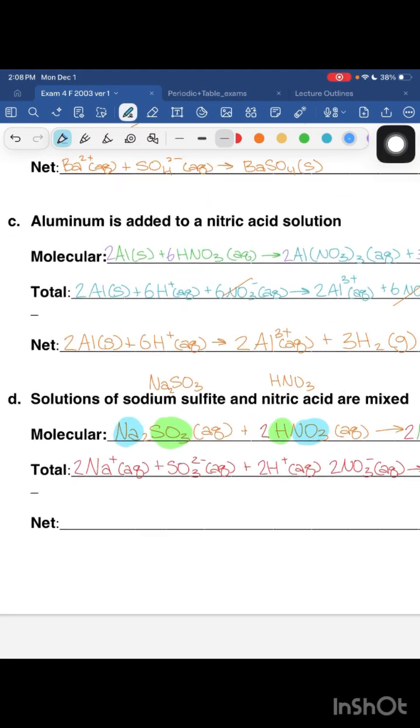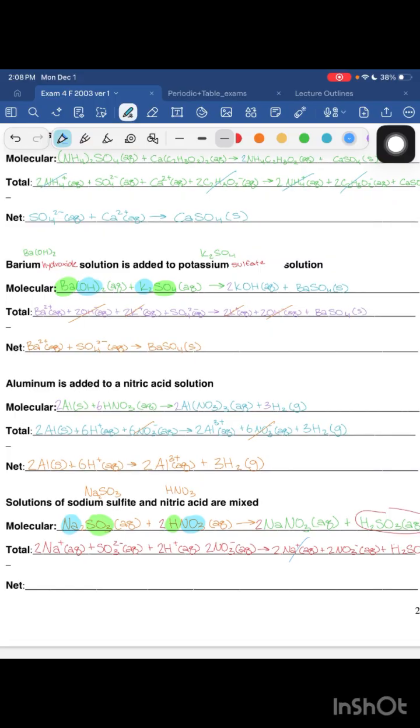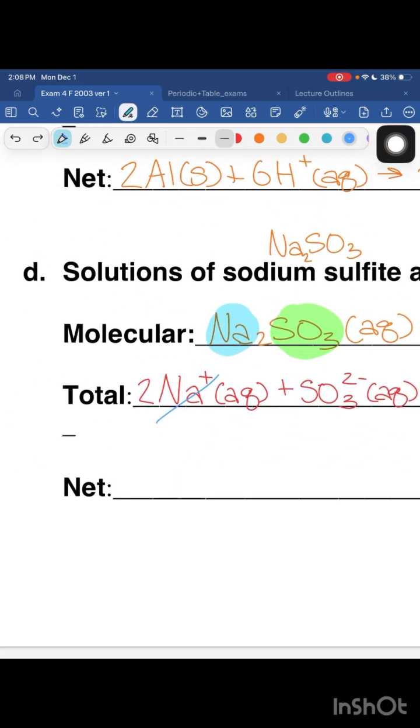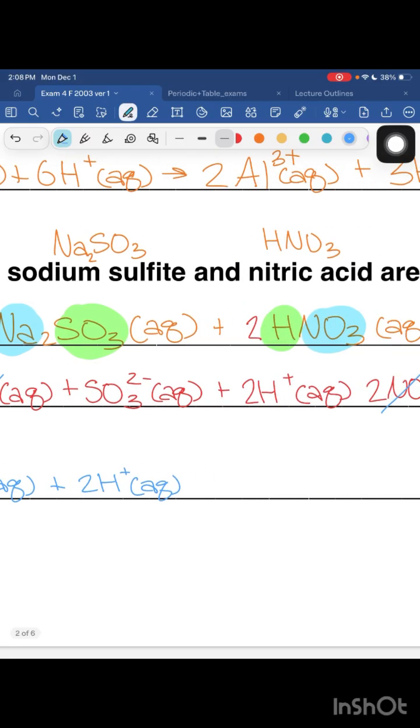Now we're going to do our crossouts. Sodium, same on both sides. NO3, same on both sides. Only thing that stays, you got the two things that make sulfurous acid. So we have SO3 2 minus, aqueous plus 2H plus, aqueous becomes H2SO3 aqueous.